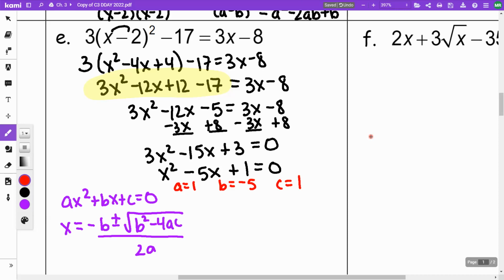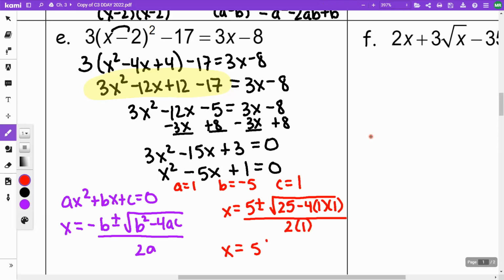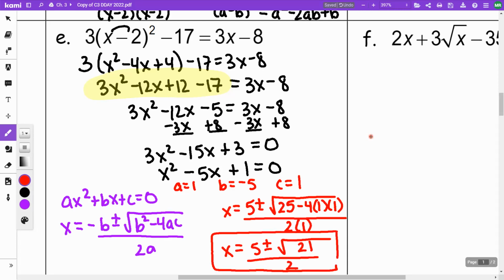So I am going to have x is equal to the opposite of b, which is 5, plus or minus the square root of negative 5 squared, which is 25, minus 4 times my a, which is 1, and my c, which is 1, all over 2 times my 1. And so I'm going to get 5 plus or minus the square root of 25 minus 4, which is 21, all over 2. And that's my answer. It's not pretty, but that's it.